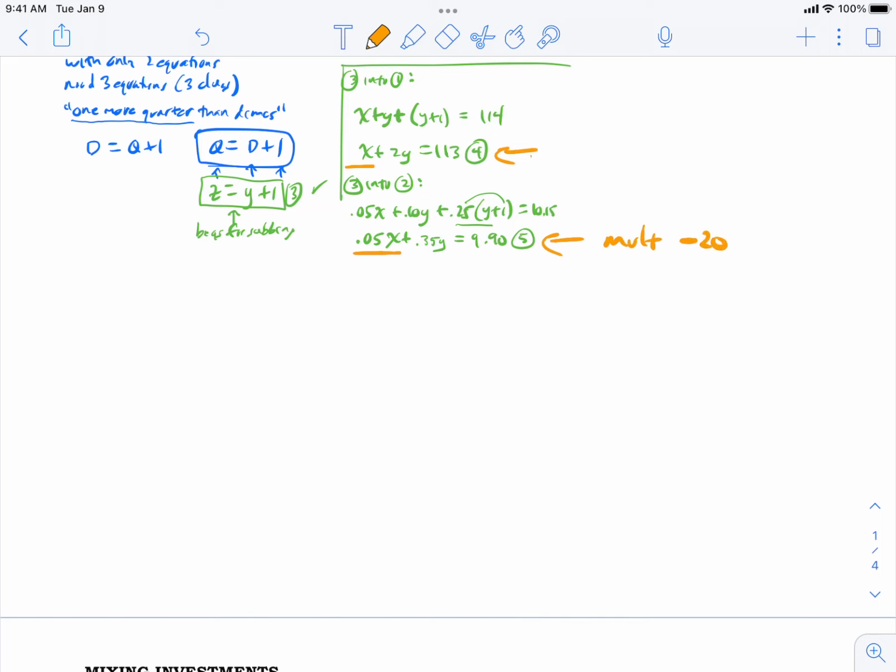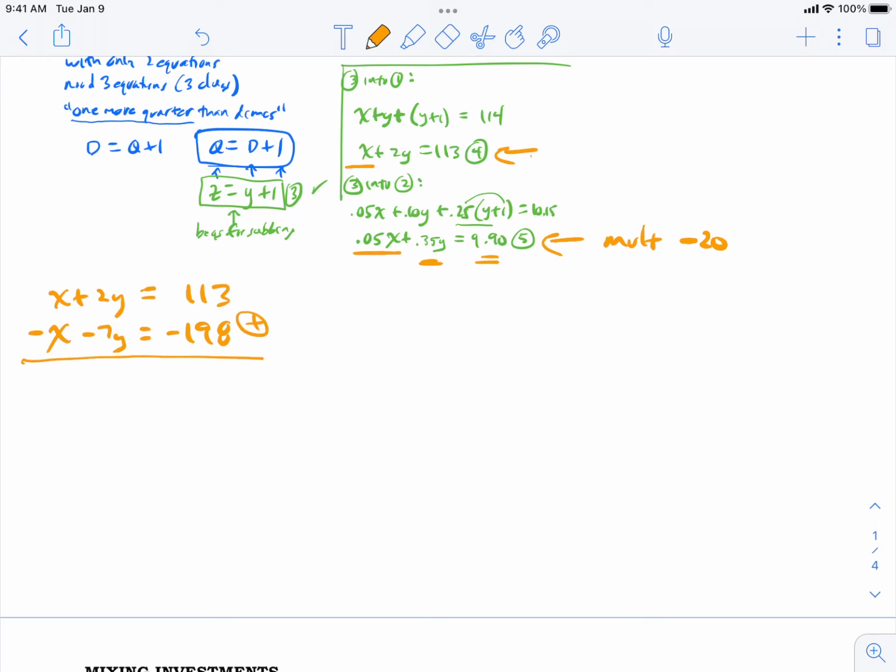So equation 4 becomes x plus 2y equals 113. This one, -20 times 0.05x is going to be a -x. -20 times this is going to be a -7y. And -20 times this is going to be a -198, I think. Come on, I was doing this before. What'd I get? Yeah, 198. There we go. Cool. Now I can add these two equations together.